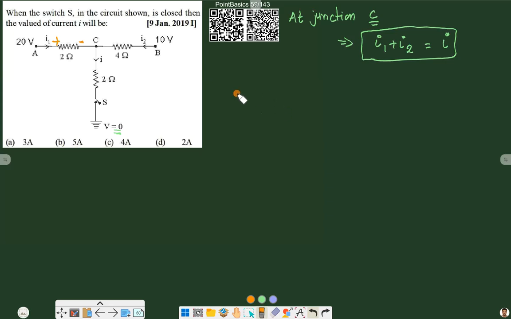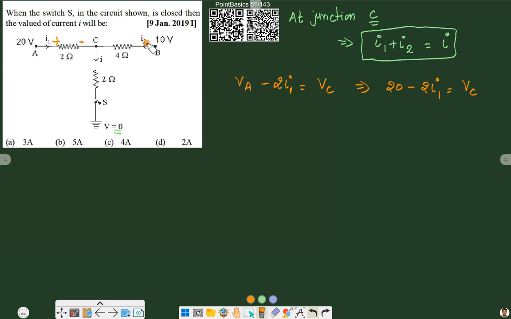So we can say VA minus, because after plus we encounter minus, so we only take the second one, minus twice of I1 is equal to VC. Similarly, we know the value of VA is 20, so 20 minus 2I1 is equal to VC.